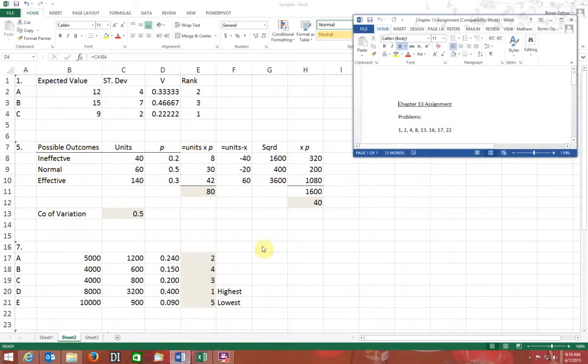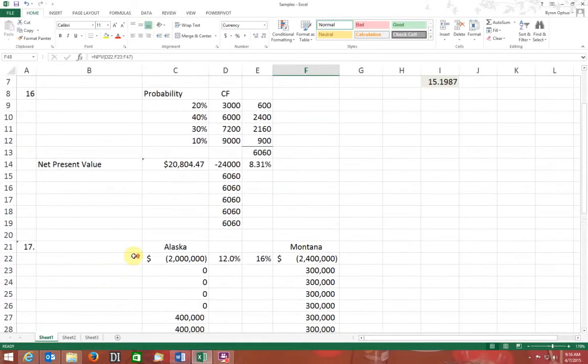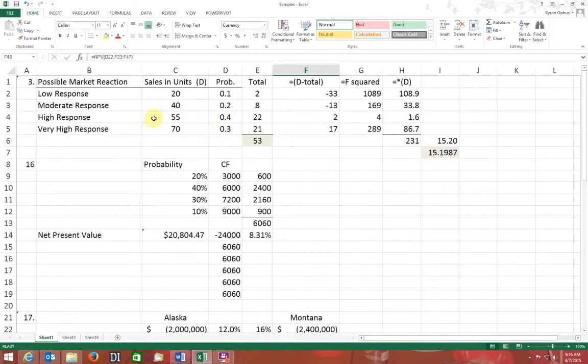You guys also have problems number 2 and 4, and I think I did 3, which is really very similar. We get into some pretty good math, some pretty good statistics here. And what we look at is, 3 says, Samsung Corp is evaluating the introduction of a new product. The possible levels of unit sales and the probabilities of their occurrence are shown.